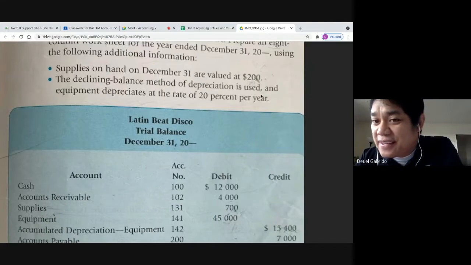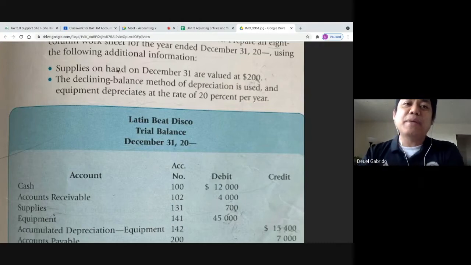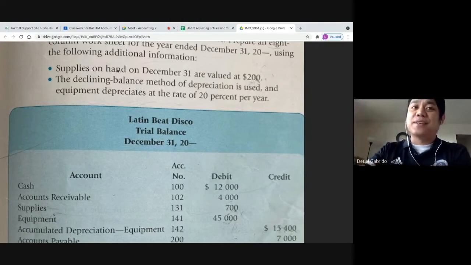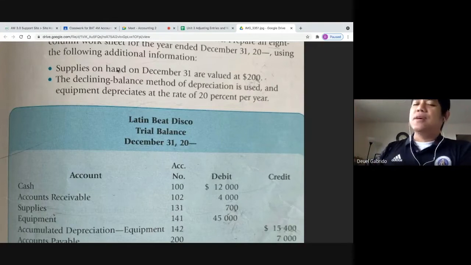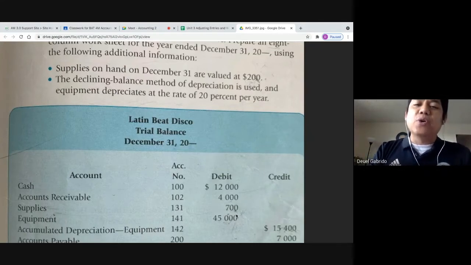Did you understand that? What's the purpose of buying supplies? Of course, because we want to use it, right? So look at this. How do you know the remaining amount of supply? Normally, we count. After counting, Mr. Gabriel, when I count the remaining supplies, what we have is only 200. So the conclusion there is that we have used 500 of supplies.